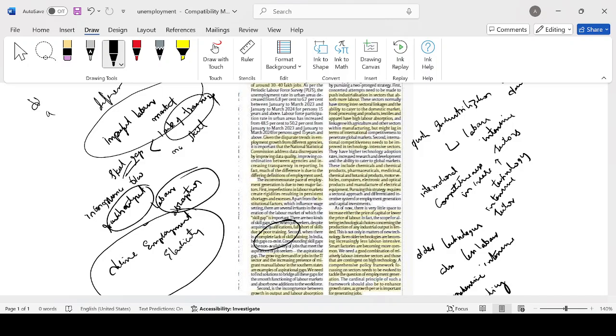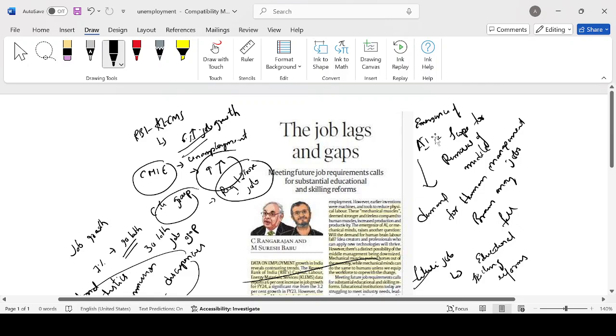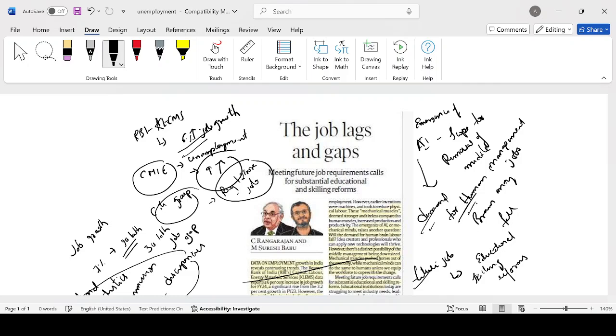All these factors contribute to the less growth in jobs, or less growth in employment. He also tells of the current trends of AI. If AI comes into the picture, there will be a loss of middle management jobs. If AI becomes more sophisticated, they also raise the question that the demand for the human brain may also decline.